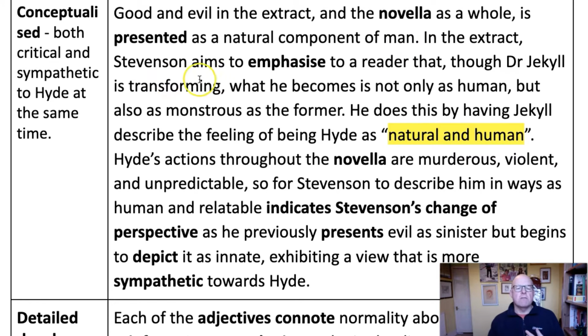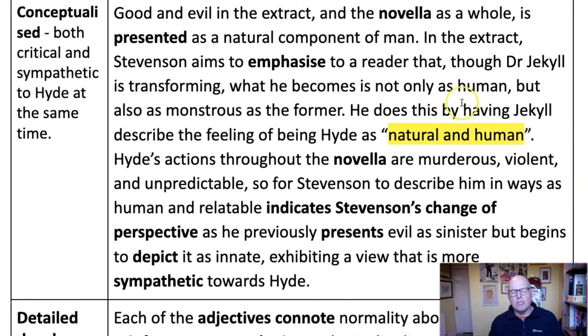In the extract, Stevenson aims to emphasise to a reader that though Dr. Jekyll is transforming, what he becomes is not only as human, but also as monstrous as the former. So now he's arguing that mankind is just as monstrous as Hyde. He does this by having Jekyll describe the feeling of being Hyde as natural and human. Hyde's actions throughout the novella are murderous, violent and unpredictable, so for Stevenson to describe him in ways as human and relatable indicates Stevenson's change of perspective, as he previously presents evil as sinister, but begins to depict it as innate, exhibiting a view that is more sympathetic towards Hyde.